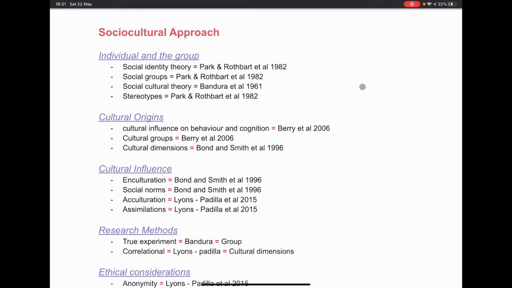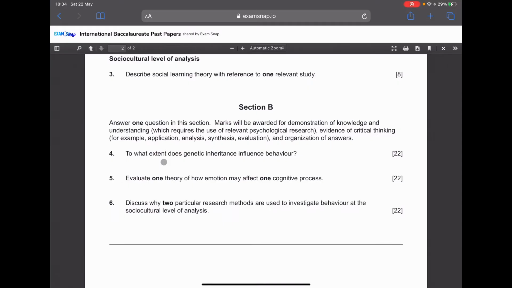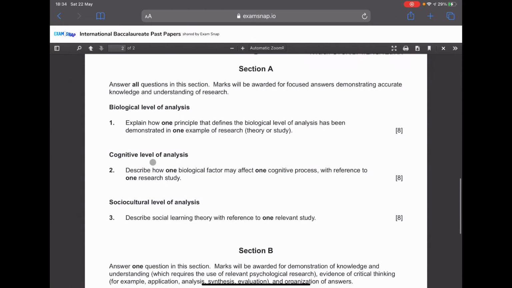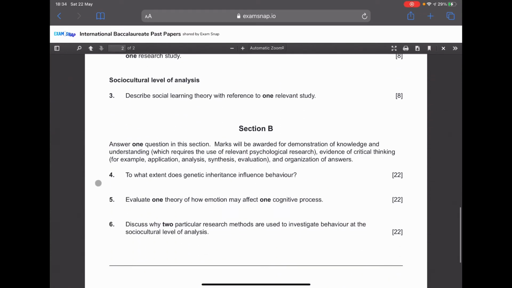This also occurs in the sociocultural approach with the social identity theory and social groups, which have the same study, and stereotypes. I will now be showing you all how to use this structure in order to answer a question. So for our example, we can use a question from a past paper, such as this one: to what extent does genetic inheritance influence behavior? We can see here that it is correlated with biological level of analysis. So this is based on the biological approach.